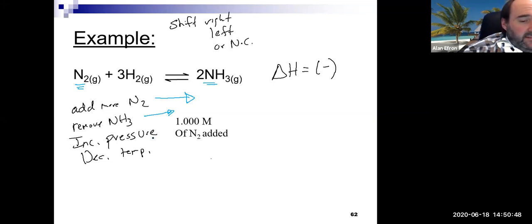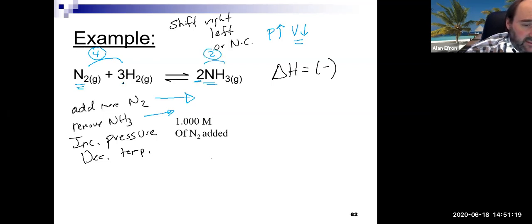We're going to increase the pressure here. Remember that pressure and volume are related. If the pressure goes up, the volume should go down. Because the volume is now smaller, we're looking for fewer gas molecules to fit in that small space. On the reactant side, there's one gas molecule and three, a total of four gas molecules on the left. On the right-hand side, we have two. I'm getting those numbers from the coefficients, because they're all gases. That means in this case, it will also shift to the right. Chose right all the way, apparently.